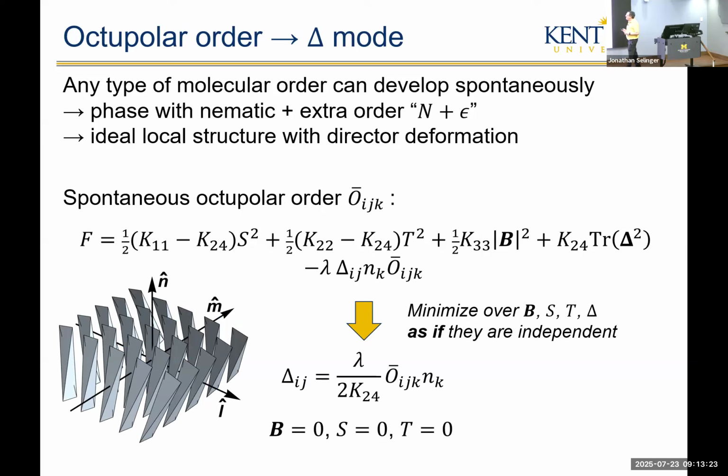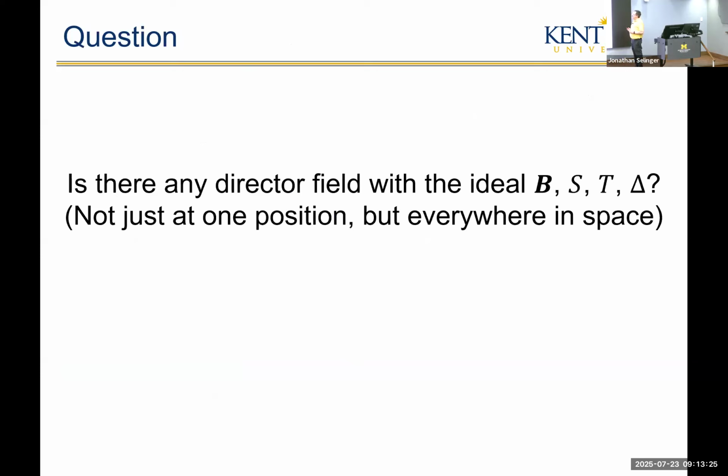Okay, thank you. So then that leads to the question. We've got an ideal director field with a certain bend or splay or twist or delta. But is it possible? Is there any director field with the ideal bend, splay, twist, delta? Not just at one position, but everywhere in space. In general, the answer to that question is no.